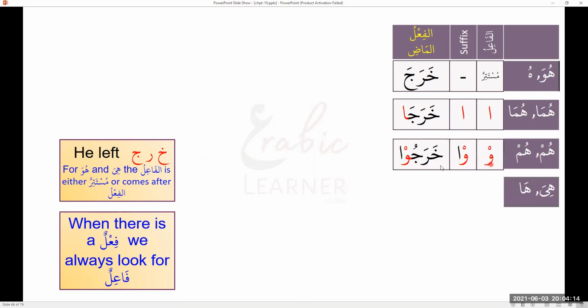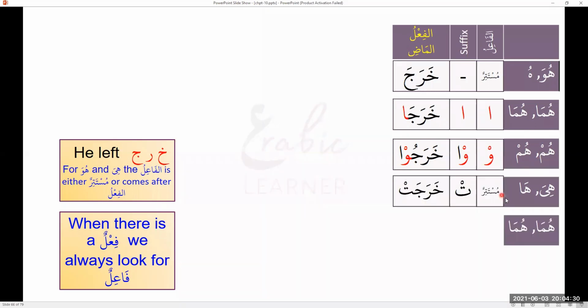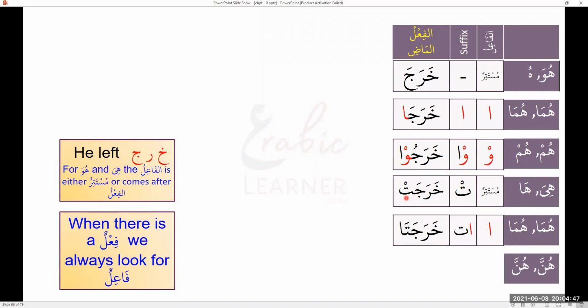Okay. Kharaju again means they all left. So you have to remember this. For dual, it will be alif, that will be fa'il. For plural, it will be waw. Okay, that will be fa'il. Kharajat, here again, dhamir is mustatir. Ta is just added to show that it is related to muannas, okay, feminine. Kharajata, again here, alif is added as a fa'il, but ta is there to indicate that it is related to two persons, two girls, okay.